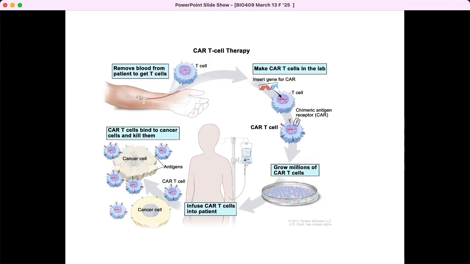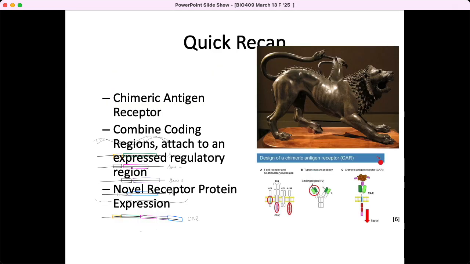So the first thing we're going to do, again, is a brief recap of how this works. We're going to take our T cells out of our patient. We're going to insert the new genes, the chimeric genes, into those T cells. We're going to multiply them and put them back into our patients. So we're never actually manipulating proteins themselves. But these CAR cells express novel chimeric proteins.